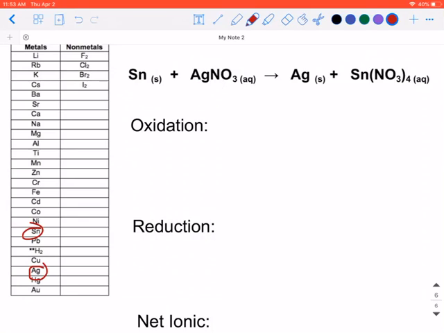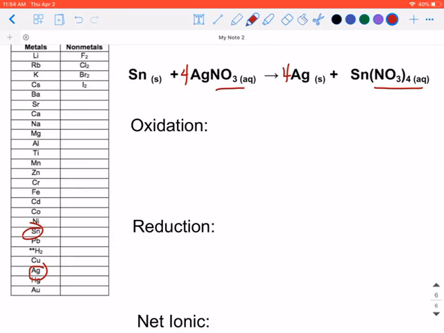Next step, make sure that it's balanced. I can see that I have 4 nitrates on this side, but only 1 nitrate on the reactant side, so that's not balanced. I need to put a 4 in front of this one to give me 4 nitrates. But when I put this 4 in front, that also affects the silver. So silver on this side also has to be 4, and now we have a balanced equation.